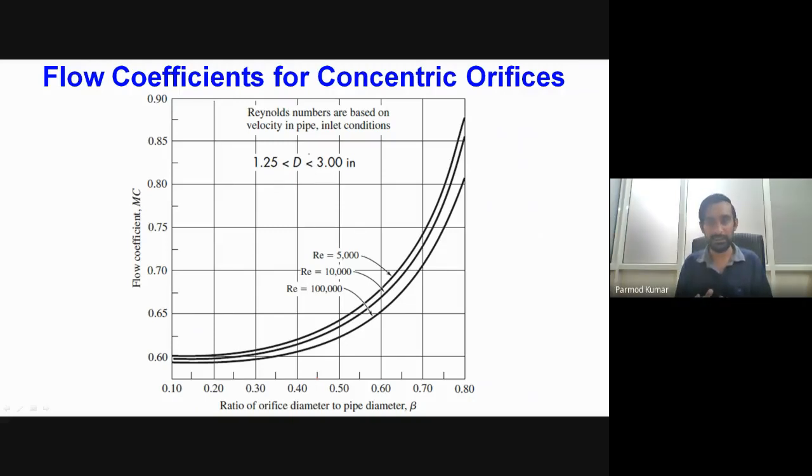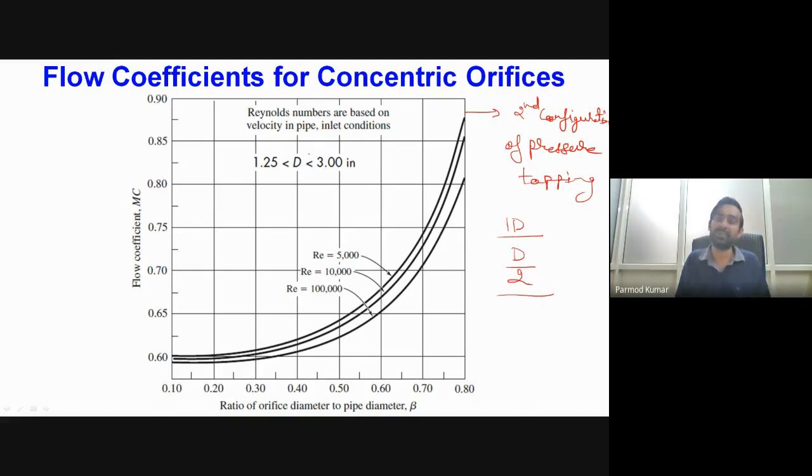Then, like other devices, we already have charts for determining the flow coefficients of concentric orifices also, and this particular plot is given for the second configuration of pressure taps. This point is very important: the chart I am showing over here is applicable for the second configuration of pressure tapping. In the second configuration, we have the upstream pressure tapping at 1D from the orifice plate, and in the downstream at the location of D by 2.